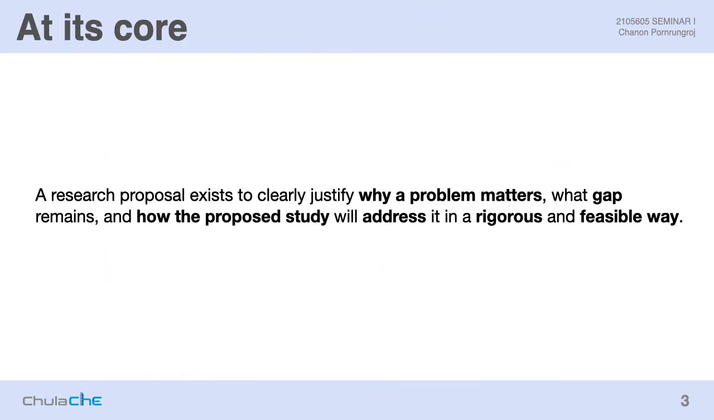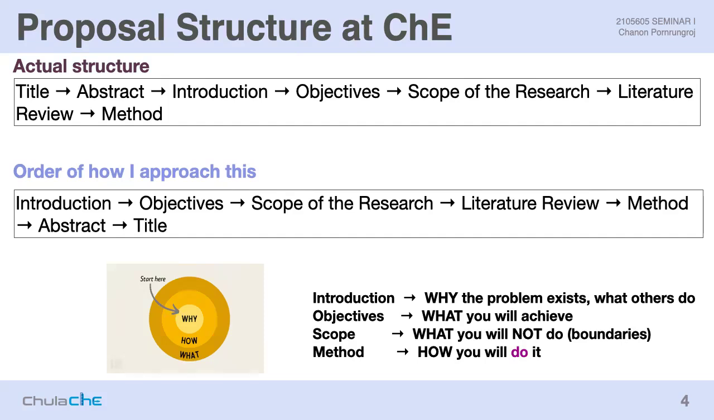Okay, this is about the research proposal. The research proposal should exist to clearly justify why the problem matters, what gap remains, and how the proposed study will address it in a rigorous and feasible way. This is the structure of the research proposal in chemical engineering. We start with the title, the 200 to 300 word abstract, introduction, objective, scope, literature review, and then the method.